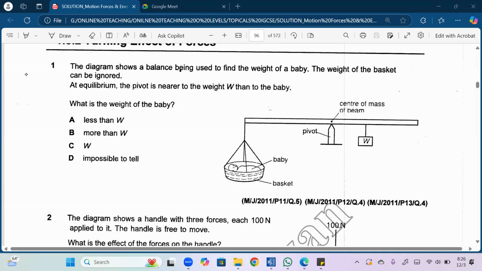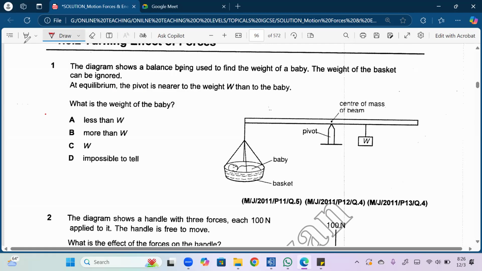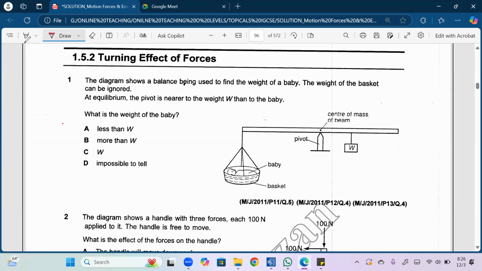Okay, we are going to do the past papers of turning effect of forces. In this chapter, we have question number one. A diagram shows a balance being used to find the weight of a baby. The weight of the basket can be ignored. This is the basket, it can be ignored.